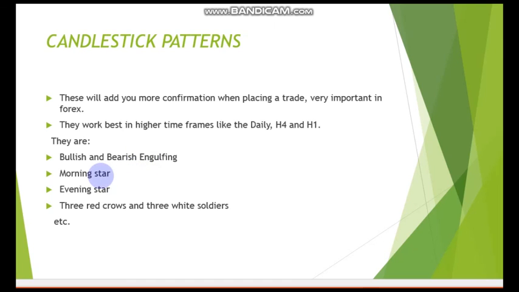Some of the examples we have are bullish and bearish engulfing. We have the morning star, evening star. We have three black crows and three white soldiers. Now the most important ones that you'll be seeing, we usually have the bullish and the bearish engulfing. These are among the most important. We have the morning star, we have the evening star.